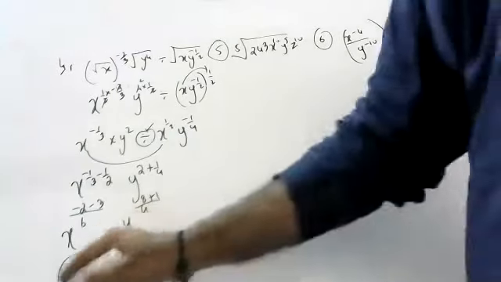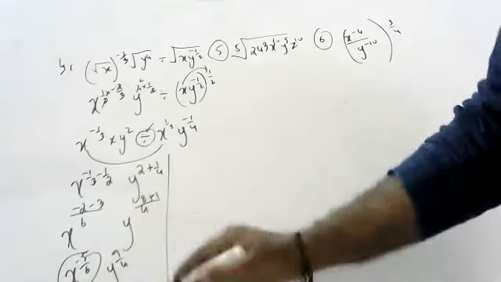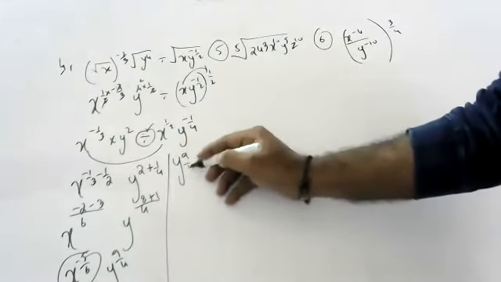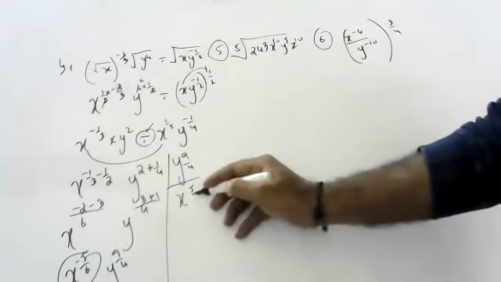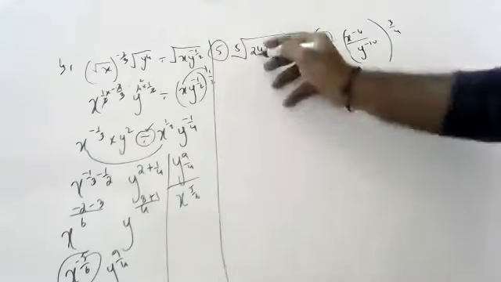And minus 5 by 6, if I want to remove, what should I write? 1 by x to the power of 5 by 6. That's it. Yeah, tell me this one.